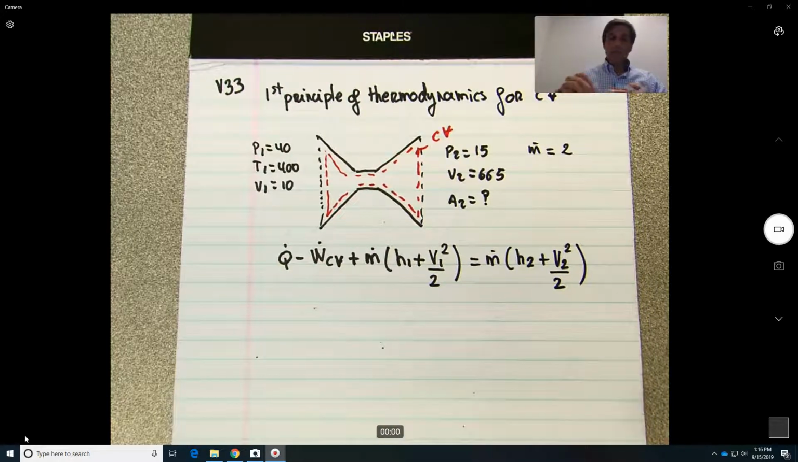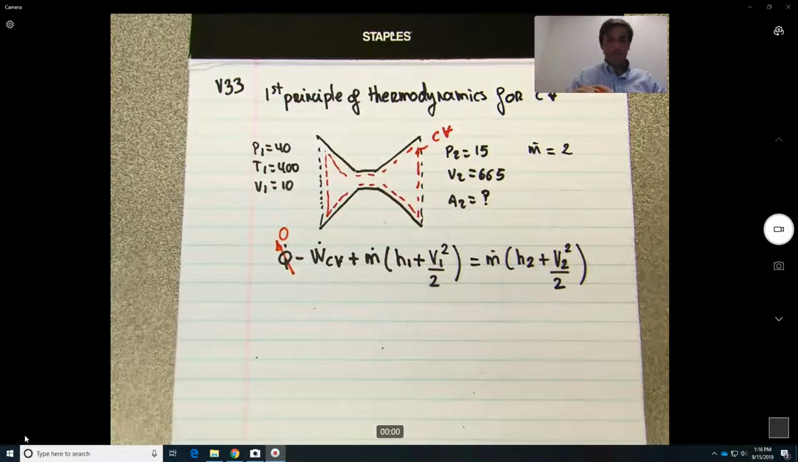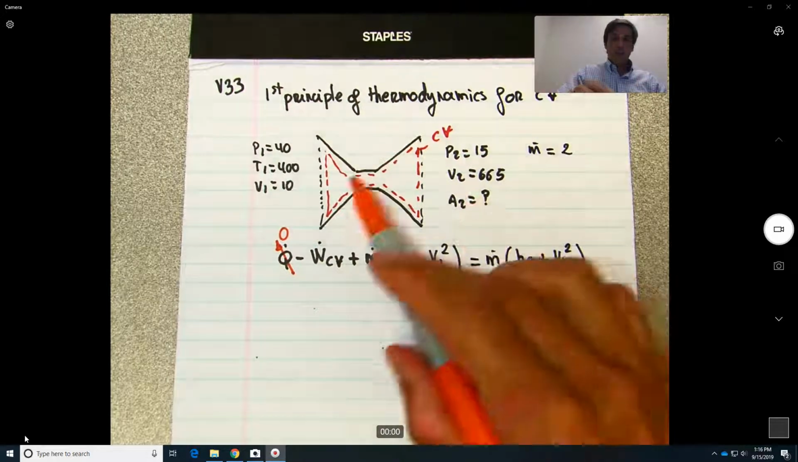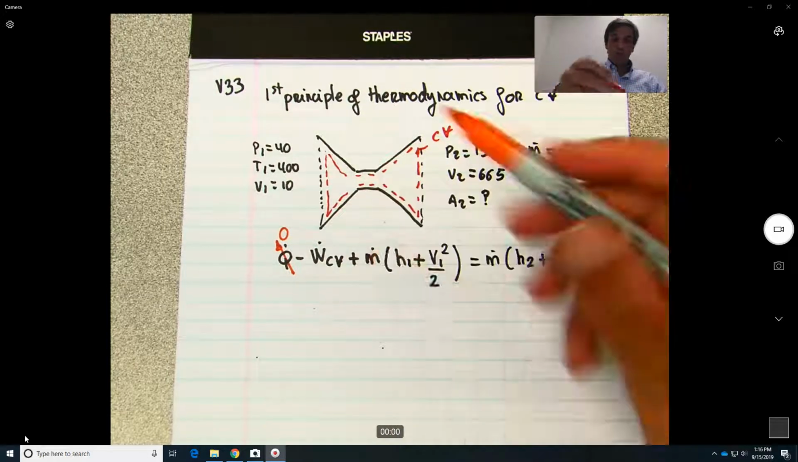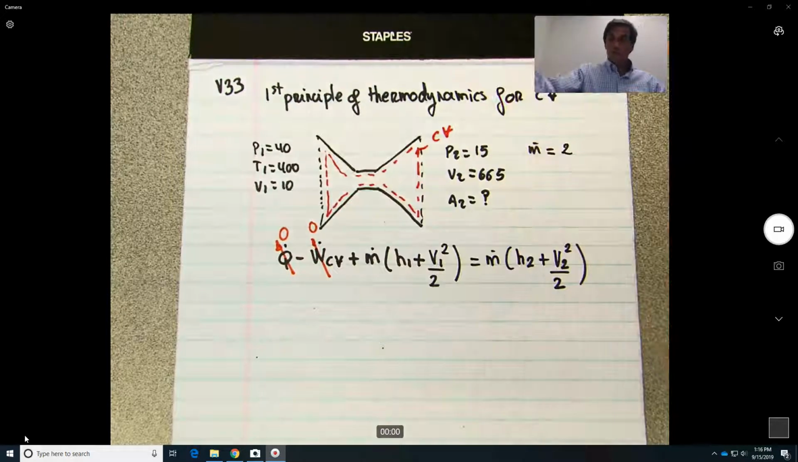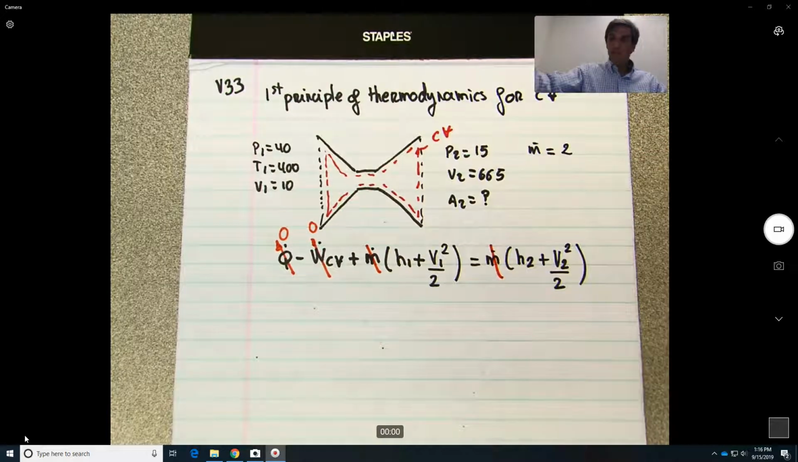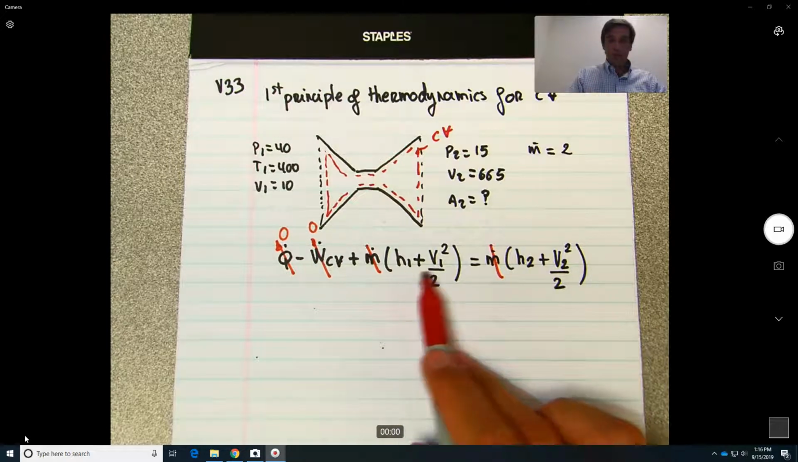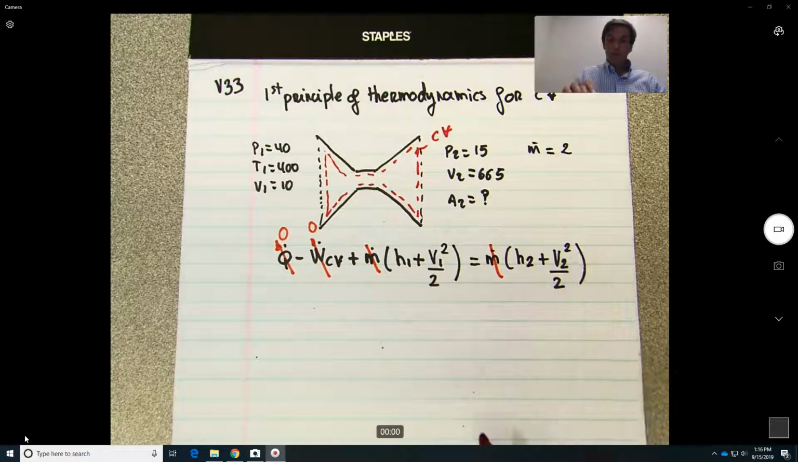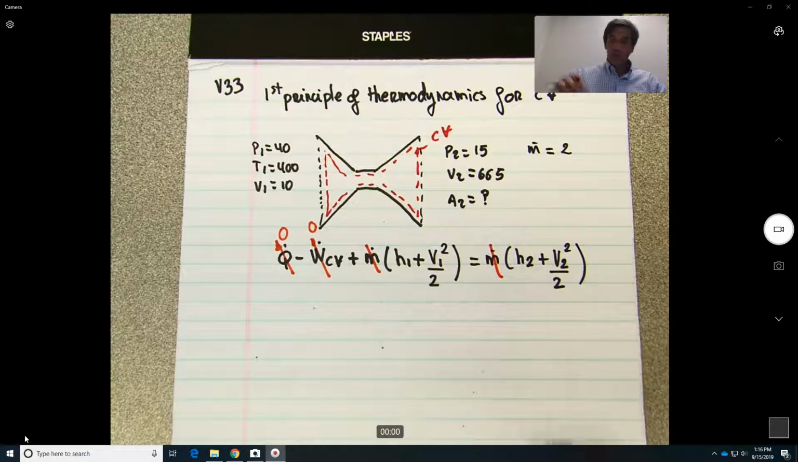So in the problem, they tell us that heat transfer can be neglected, and here there is no work done on the system or by the system, so this will also be 0. So basically in here we can cancel the m's, and everything basically is known. H1 from the table, V1 we know, V2 is also known. So the only unknown is really H2.